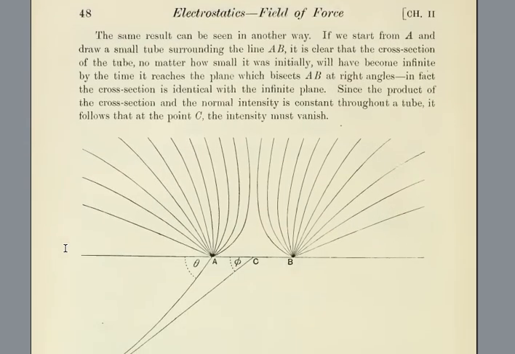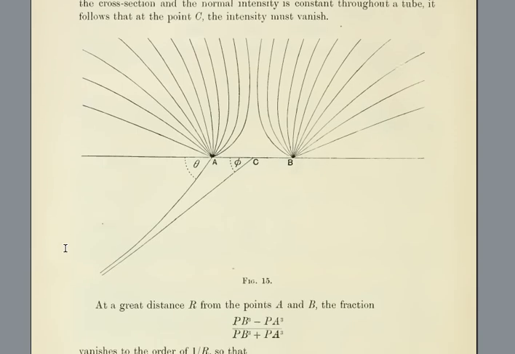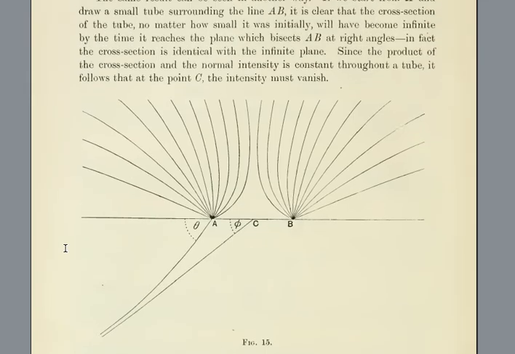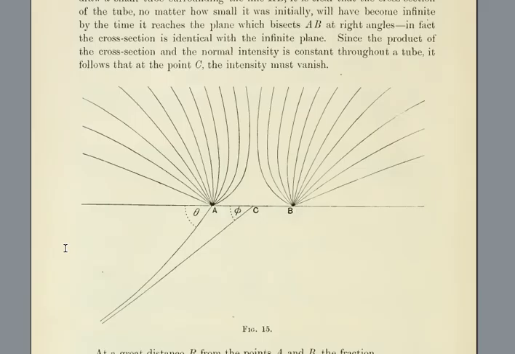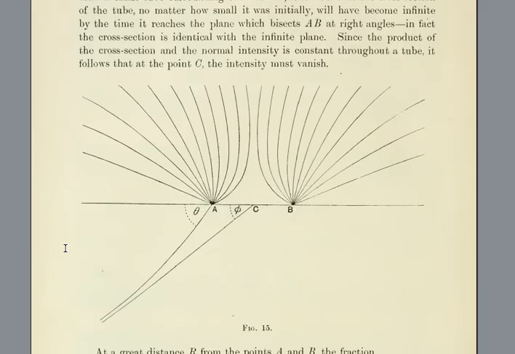If we start from A and draw a small tube surrounding the line AB, it is clear that the cross-section of the tube, no matter how small it was initially, will have become infinite by the time it reaches the plane which bisects AB at right angles. In fact, the cross-section is identical with the infinite plane. Since the product of the cross-section and the normal intensity is constant throughout a tube, it follows that at the point C, the intensity must vanish.